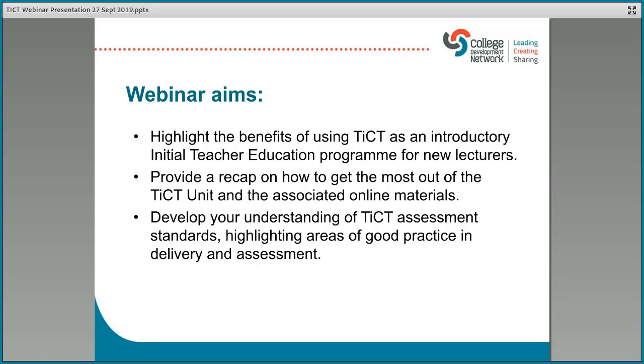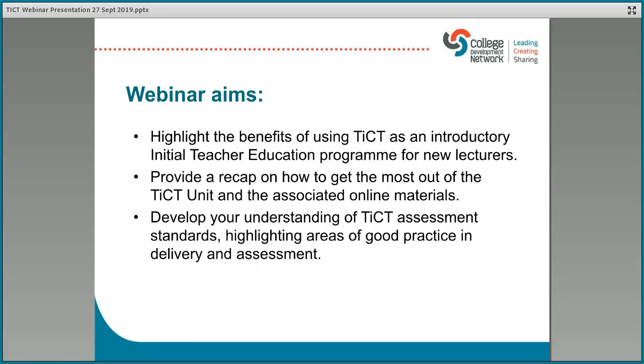After this, for those of you who are less familiar with the TiCT unit, or for those who are interested in using this within your college in the future for the first time, I will be highlighting some of the recent updates and additions that we have made recently to the online learning content.